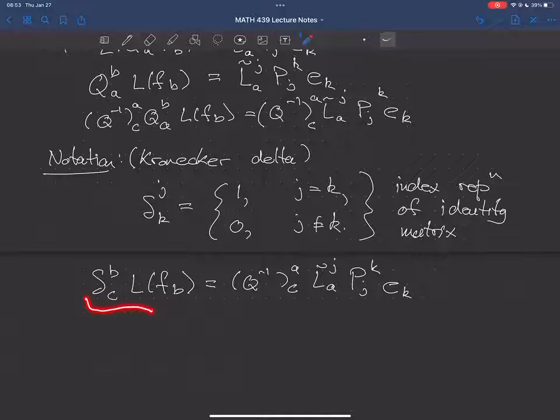What's this? This is actually something very simple. Remember here, I'm summing over B. And this summation, the definition of delta is that this summation, although it's a sum from 1 to M, actually only has one non-zero term in it. That's when B is equal to C, just by the definition of the Kronecker delta. So the point is that this sum just gives you L of FC. Does that make sense? So this is L of FC, and nothing over here changes.